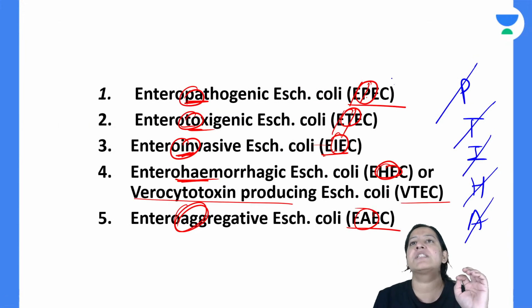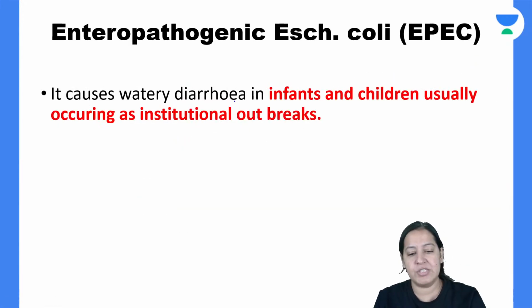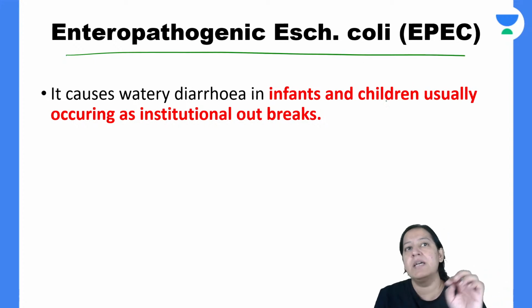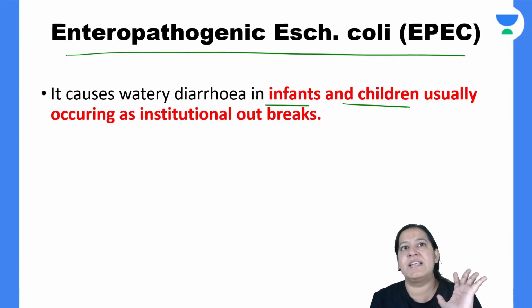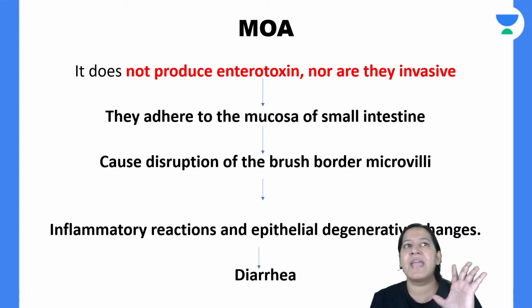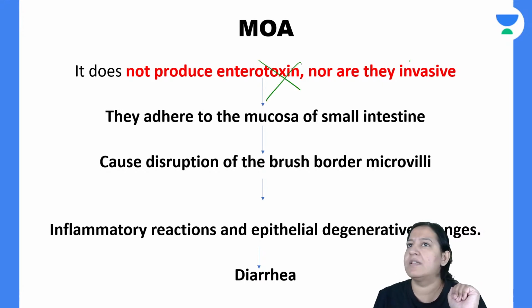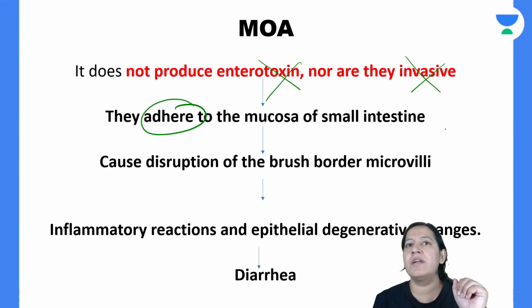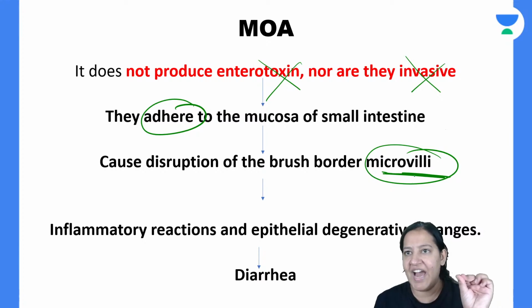Let me start with the first one, EPEC. It causes diarrhea especially in infants and children, right? So what is the mechanism? It does not produce a toxin. It is non-invasive. What it does is adhere to the mucosa of the small intestine and disrupt the microvilli, where the villi are present. So it causes degenerative and inflammatory changes in the microvilli, which causes diarrhea.